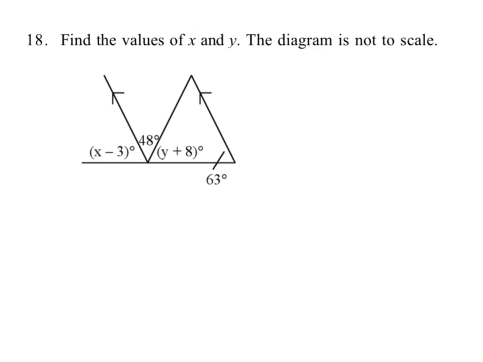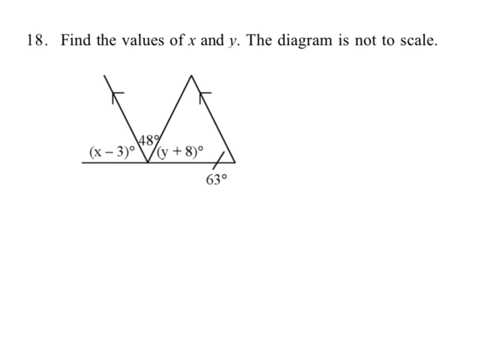All right, we're finding the values of x and y, and the diagram's not to scale. Okay, so what do we know? Well, one thing that we know is that since these lines are parallel, and we know these marks say that they're parallel, then we know that corresponding angles are congruent. What are the corresponding angles?